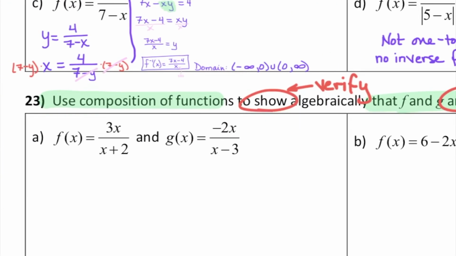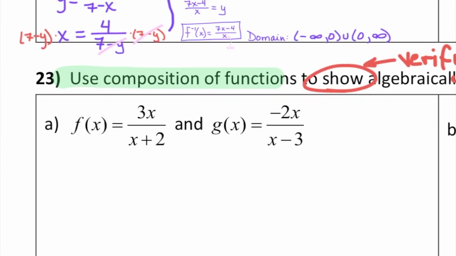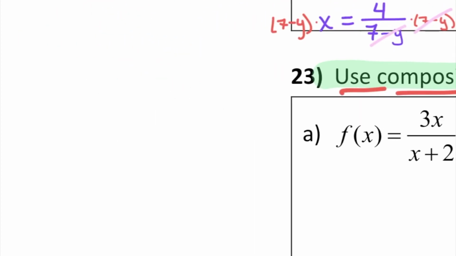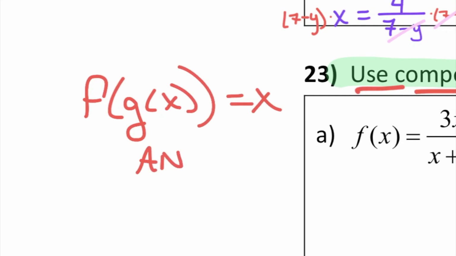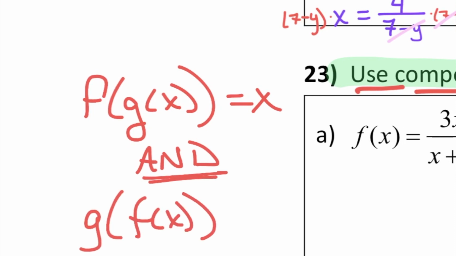I'm telling you f and g are inverse functions. It's not a yes or no question. I'm not saying to you, are f and g inverse functions? And if so, show why. I'm saying f and g are inverse functions, and you are going to use composition to verify that. The way you do that is you show both f of g of x is equal to x, and you have to do both, and g of f of x is equal to x.